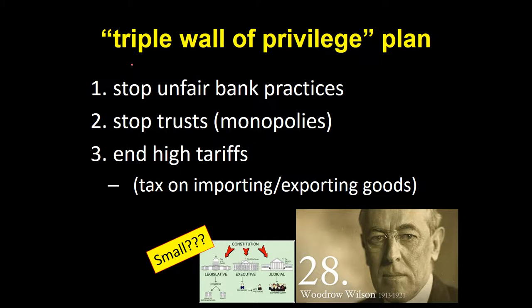And his plan, as opposed to the ideas that we just talked about for Teddy Roosevelt, was the triple wall of privilege. Oh, God, that privilege word. That's a loaded word today. His plan is to stop unfair, oh, there's that other word, bank practices, stop trusts, which we also call monopolies, and end high tariffs. You may not know what a tariff is, but we will go into that in a second.